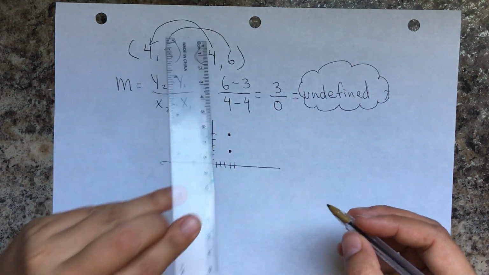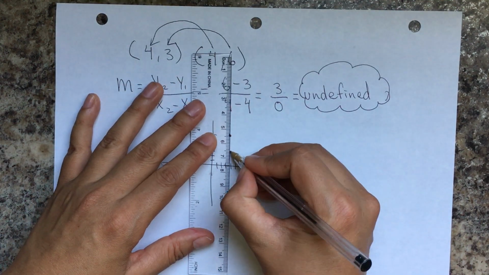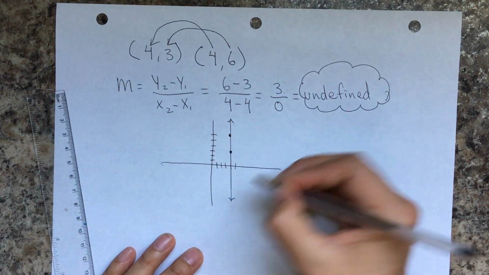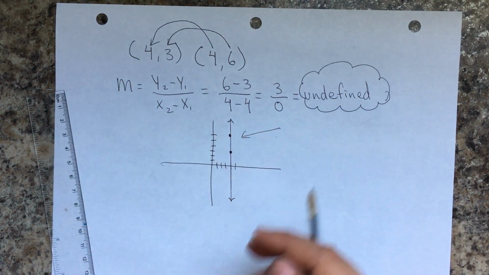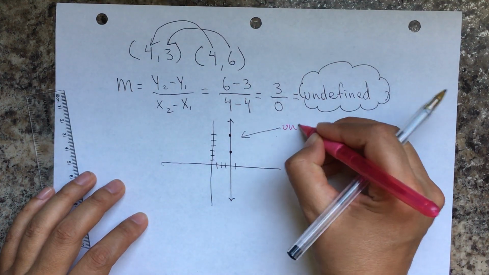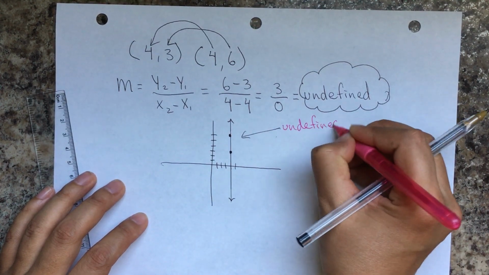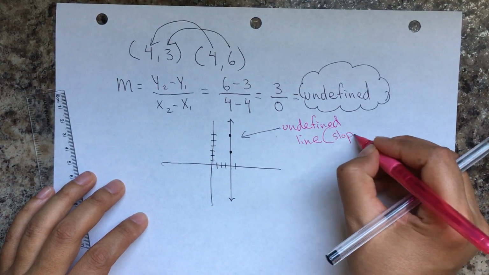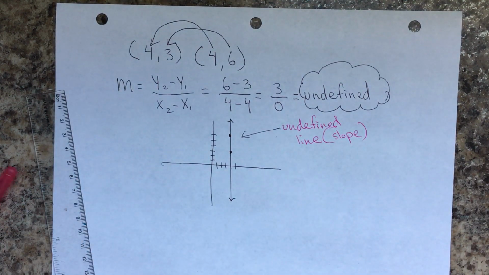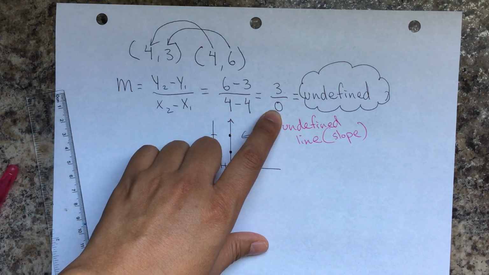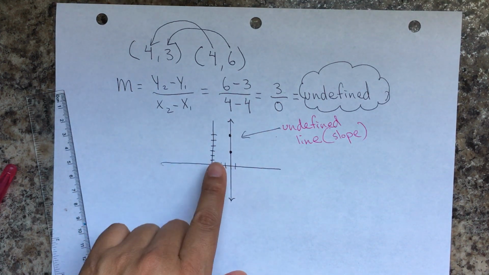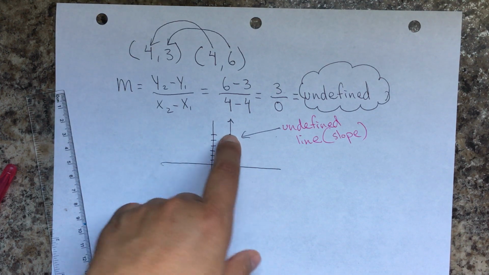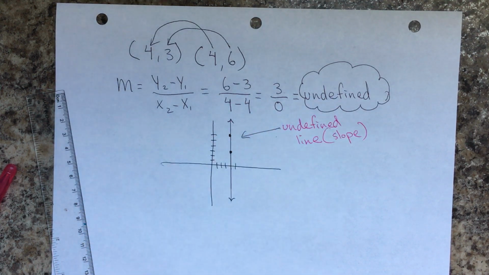Okay. Again, this is an undefined line or slope. Okay. And that's when you have denominator 0. Okay, basically you move up 3, but then you don't move to the sides. That's undefined.